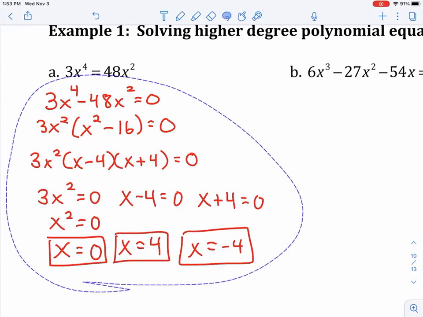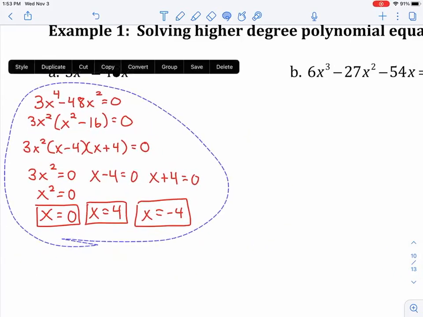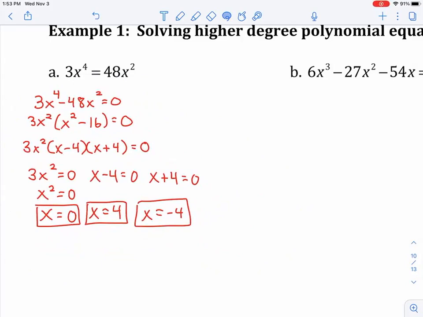So the idea is get everything on one side, factor, use the zero product property. All right, part B.